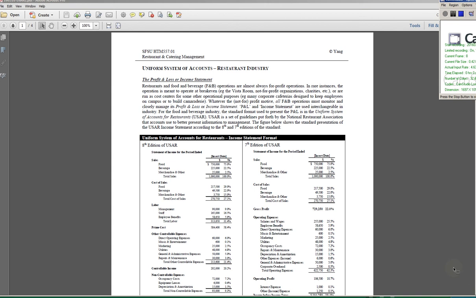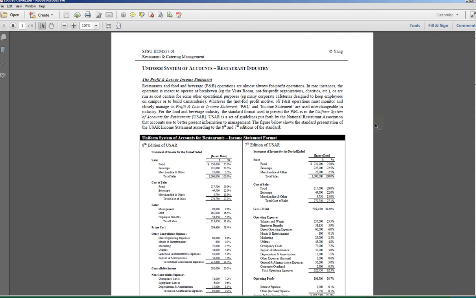Hi, so this is the first of a series of tutorials on the Uniform System of Accounts for restaurants. This first one is going to be the Uniform System of Accounts 8th edition, the profit and loss or income statement. So how to read the 8th edition Uniform System of Accounts profit and loss statement.